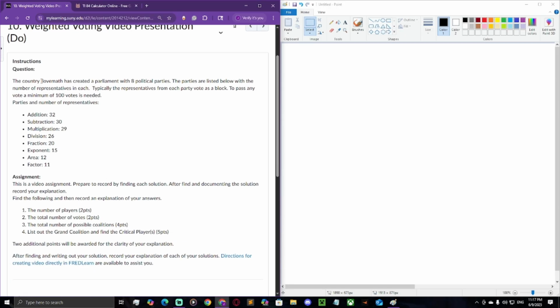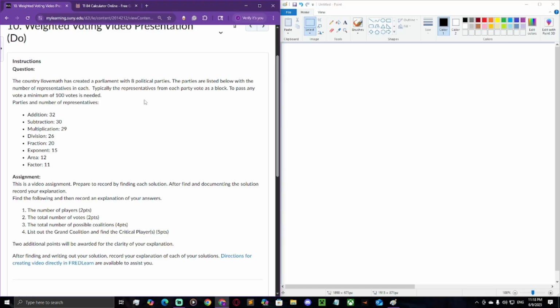The question is, the country I Love Math has created a parliament with 8 political parties. The parties are listed below with a number of representatives in each. Typically, the representatives from each party vote as a block. To pass any vote, a minimum of 100 votes is needed. Parties and number of representatives: Addition 32, subtraction 30, multiplication 29, division 26, fraction 20, exponent 8, area 12, and factor 11.